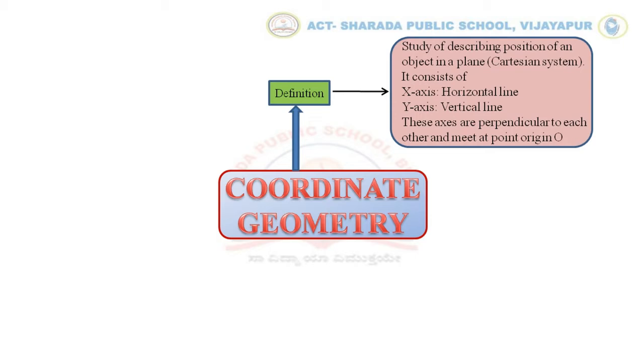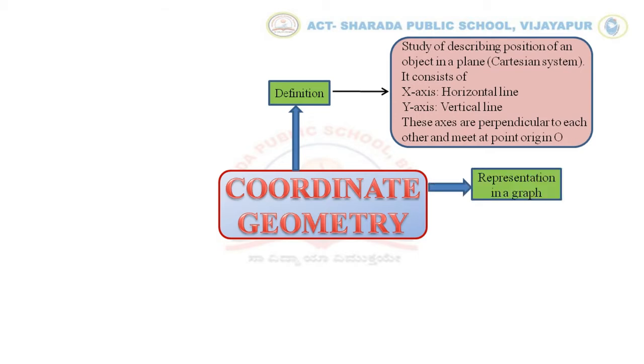It consists of two axes: the x-axis, which is a horizontal line, and the y-axis, which is a vertical line. These axes are perpendicular to each other and meet at a point called the origin O.